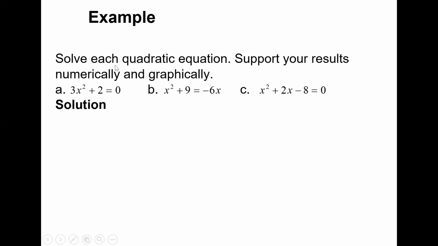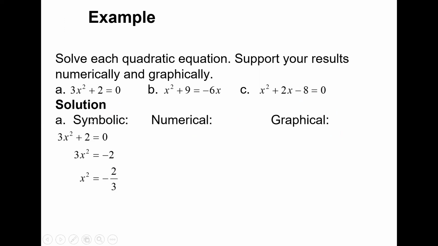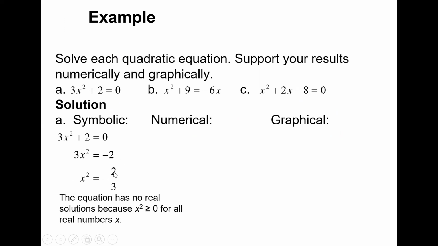Now, what they want us to do is solve each quadratic equation, and support your results numerically and graphically. All right, so 3x squared plus 2x equals 0 is our first one. And so we have three ways we have to do it. Symbolically, we just have to solve. We take the 2 over, divide by 3, and now we have to take the square root.